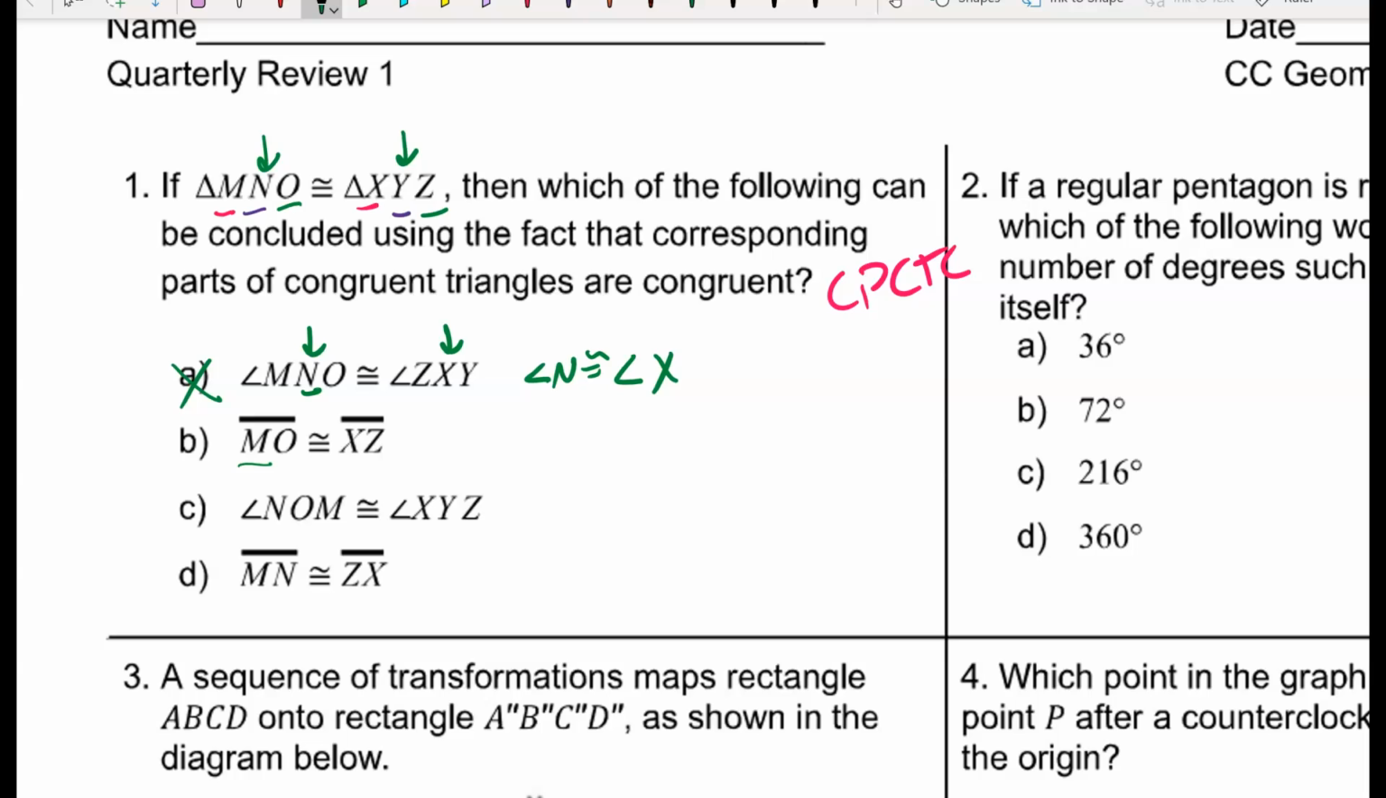For B, MO congruent to side XZ, well, let's take a look at that. MO are the first and last letters here, and XZ are the first and last letters there. So those are the sides that should match up.